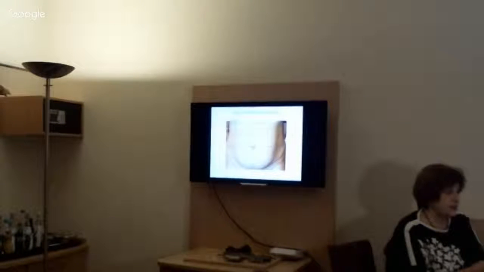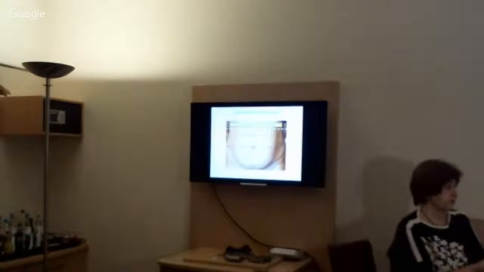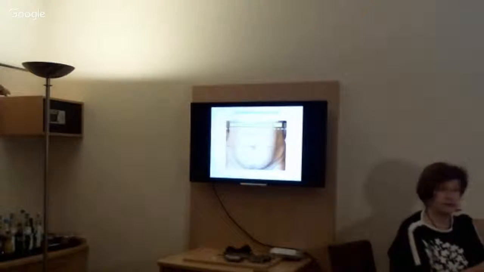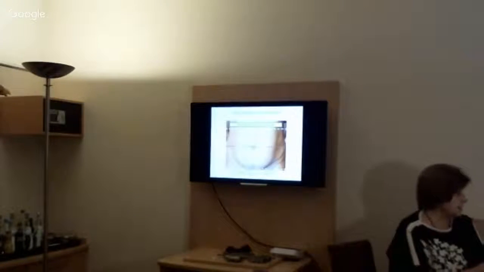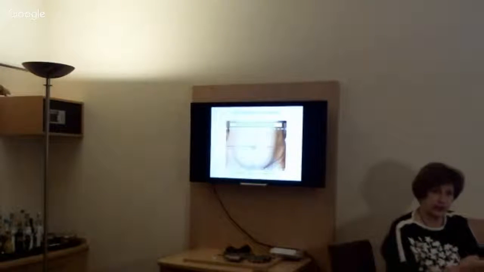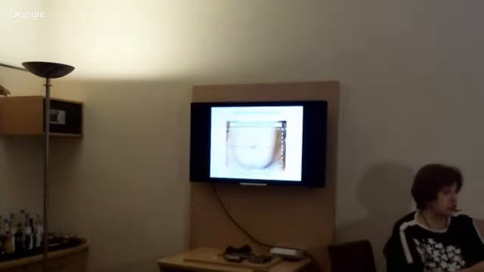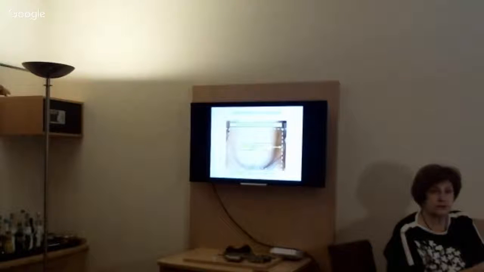The upper border goes through the bottom end of the xiphoid process of the sternum. The lower edge goes through the symphysis. The lateral borders are the middle axillary lines on both sides.